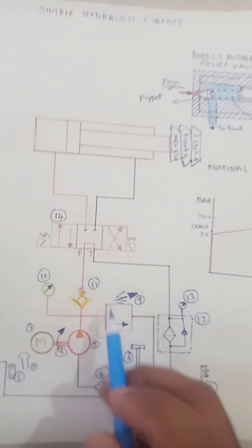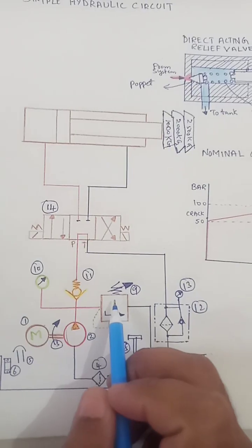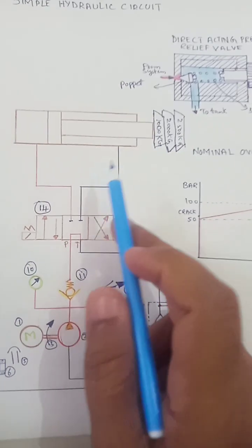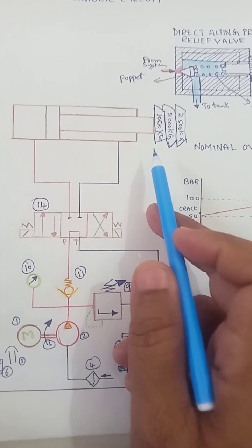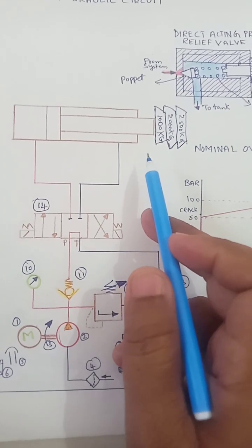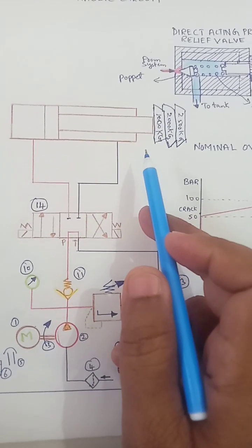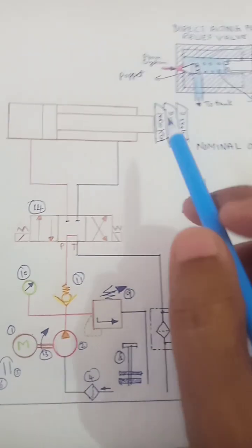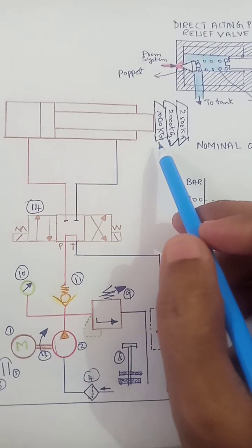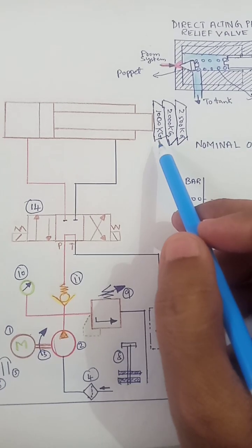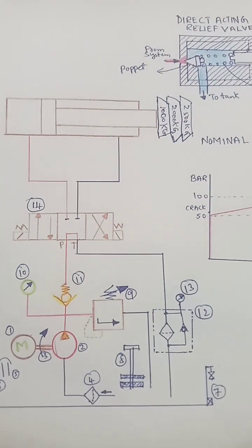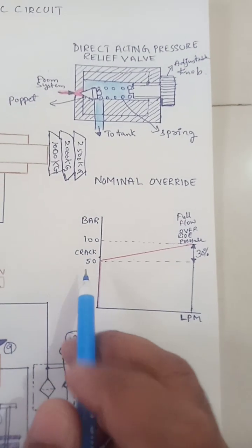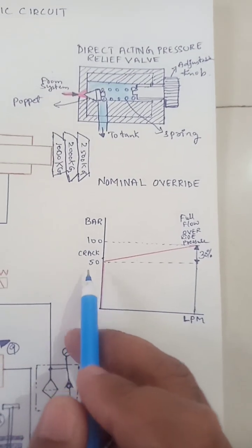For example, if this pressure relief valve is set at 50 bar and this gauge pressure shows 50 bar, and the cylinder is attached with a load of 1000 kg, which is equal to this 50 bar pressure set. When this 1000 kg load is exceeded, meaning when you increase this load, the valve crack opens. Here you can see the cracking pressure at 50 bar.